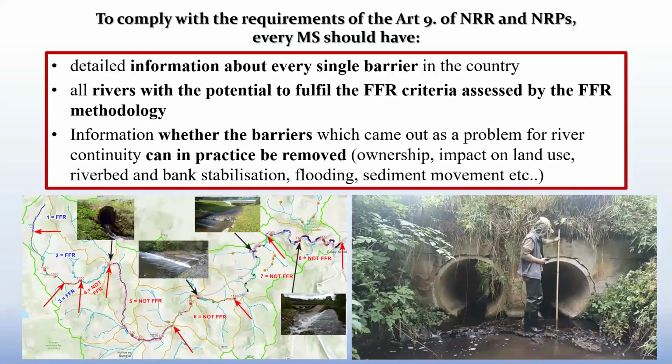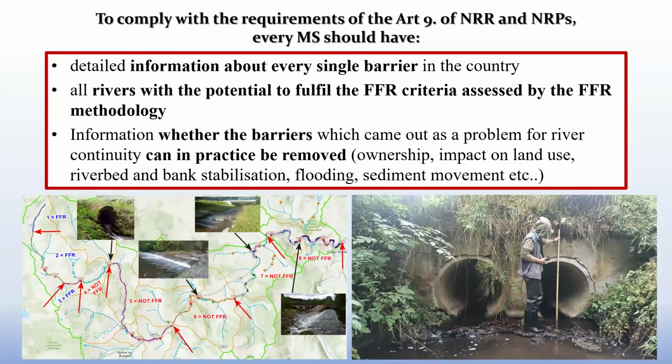So what it all means, in fact, is that to comply with the requirements, every member state should have detailed information about every single barrier in the country. It also means that to find out what free-flowing rivers we already have, we need to check it by the free-flowing river methodology. So all rivers with the potential to fulfill the criteria shall be assessed by this methodology.